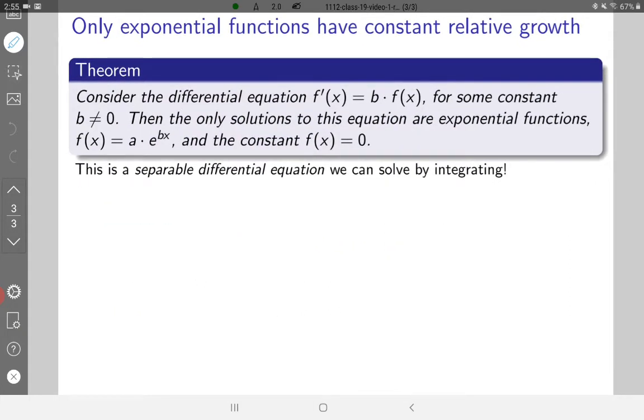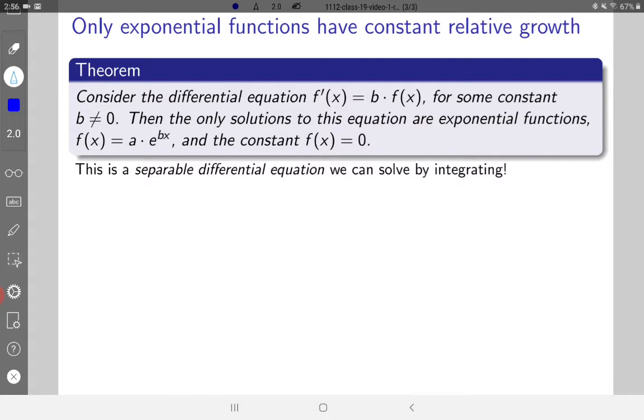So now we've seen that exponential functions, be they growth or decay, have a constant relative growth rate. And we might wonder, are there other functions that do that? Or is there something special about the exponential functions that have this property? And as it turns out, exponential functions are the only ones that have that property.